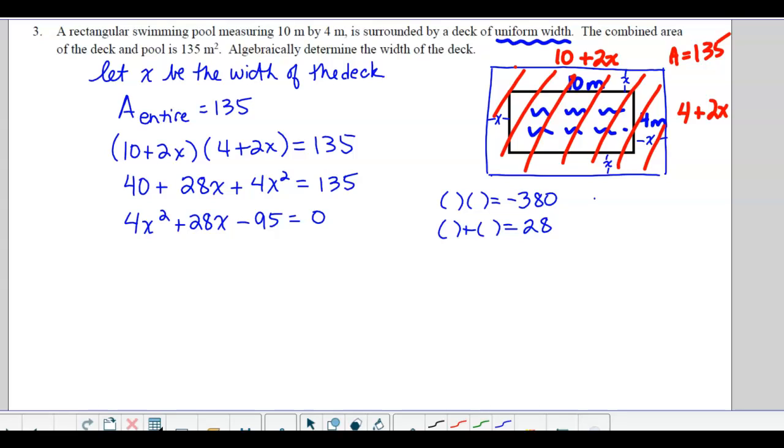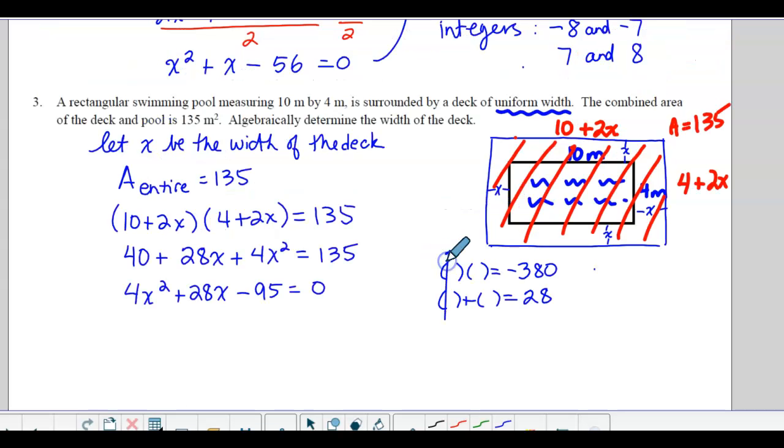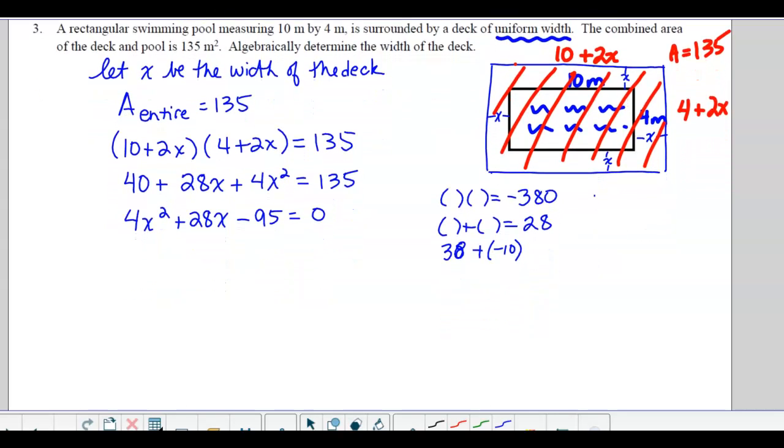When you look at it like that, kind of makes sense. This is 10 off, right? And there's a factor of 10 in there. So if I say 38 and negative 10, I get 28, and I multiply together to get negative 380.